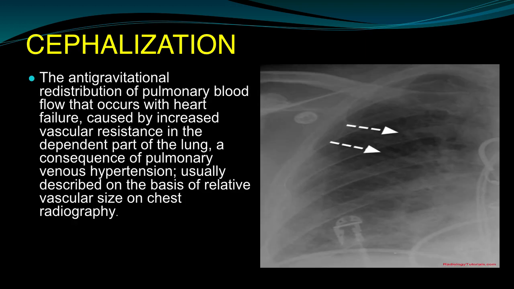Cephalization. Cephalization is the anti-gravitational redistribution of the pulmonary blood flow that occurs with heart failure. It is caused by increased vascular resistance in the dependent part of the lungs, a consequence of pulmonary venous hypertension, usually described on the basis of relative vascular size on chest radiography.